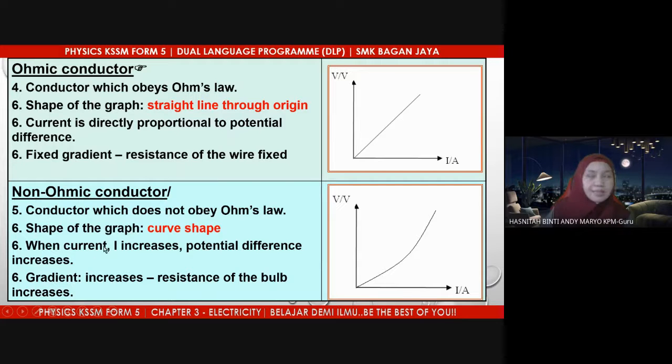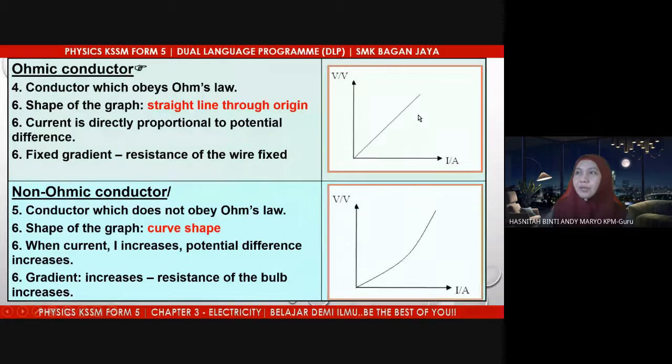And this is for the non-ohmic conductor, students. For the gradient, what happened to the gradient? From the first point to the last point of this graph, you can see that the gradient increases, showing that the resistance of the bulb increases. It is not uniform, but it increases. The resistance increases.